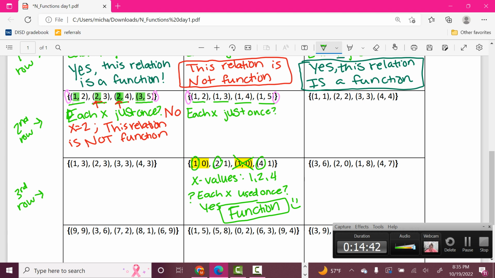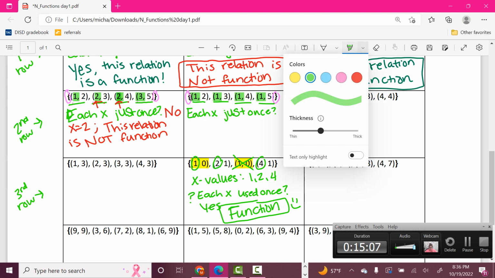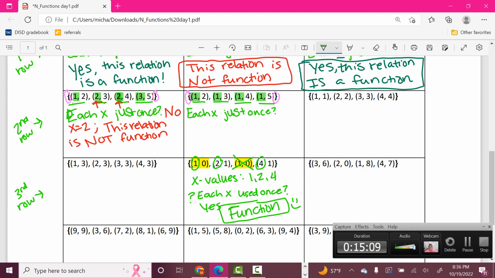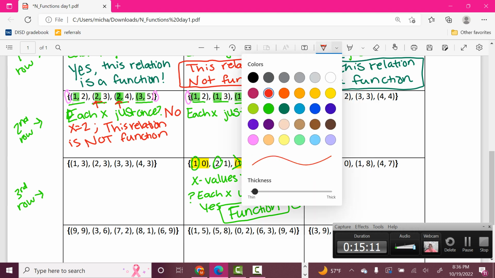In order to answer that, I've got to know what the x values are. So I'm going to highlight the x values. If you don't have a highlighter, you can circle them. We've got in the ordered pair 1, 2, the x value is 1. In the ordered pair 1, 3, the x value is 1. In the ordered pair 1, 4, the x value is 1. And in the ordered pair 1, 5, the x value is 1. So we can see that there's a lot of repeating x values.